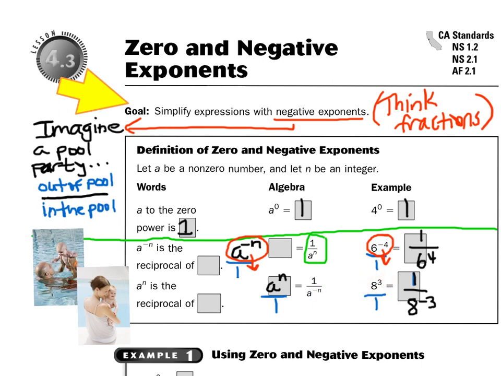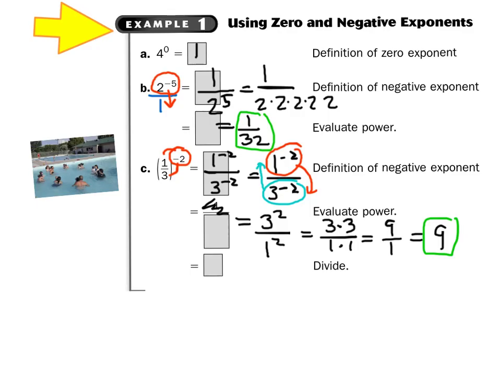Here's another situation. Let's say 8 to the 3rd power. We draw a fraction bar, put a 1. If you grab the parent and the baby and put them in the pool, the baby's going to start crying. It doesn't want to go in the pool. That would be 1 over 8 to the negative 3rd power.